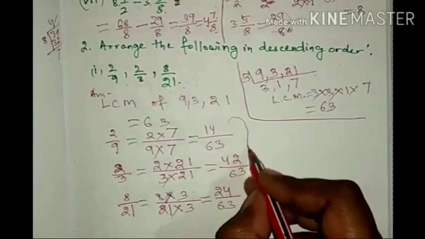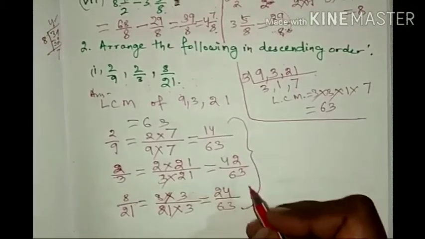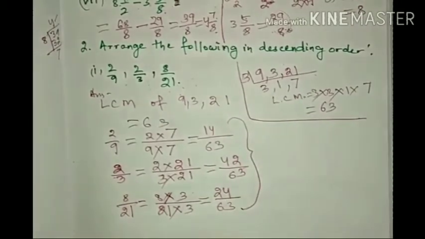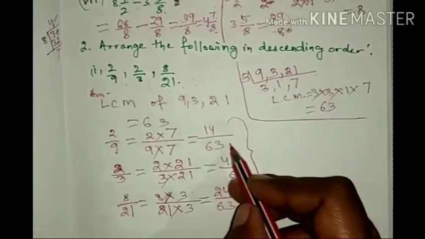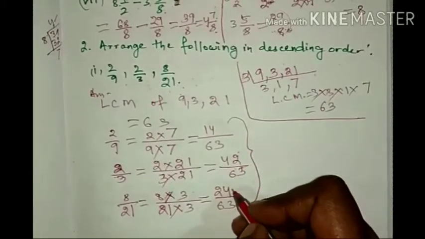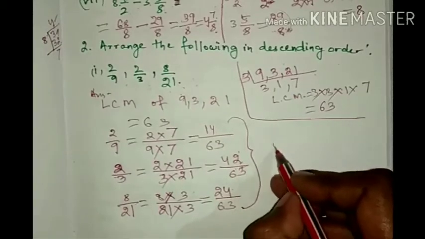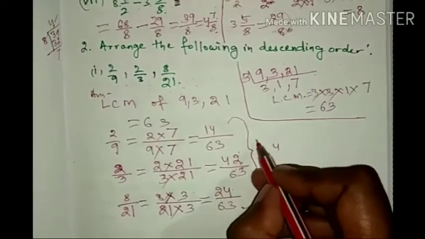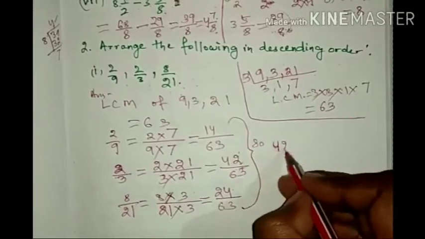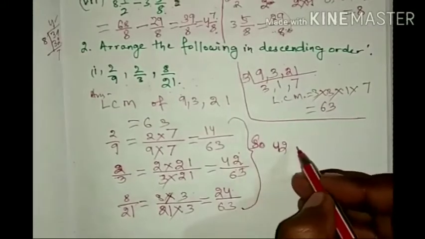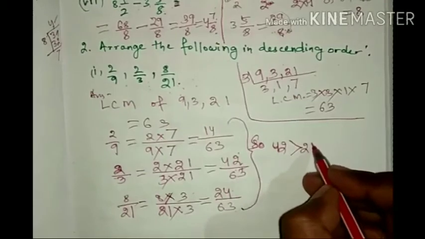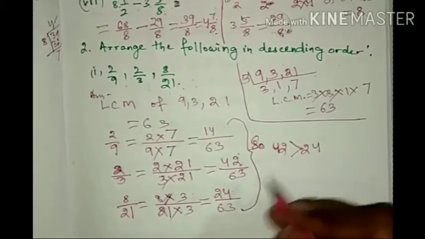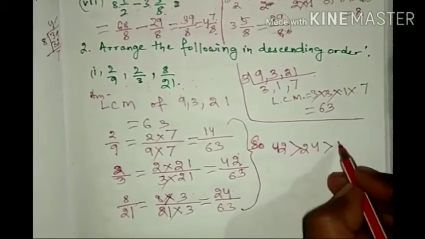Now in all these fractions the denominator is the same, so all these are like fractions. Now we'll see which one of the numerators is bigger. So 42 is bigger than 24. 42 is bigger than 24, and 24 is bigger than 14.